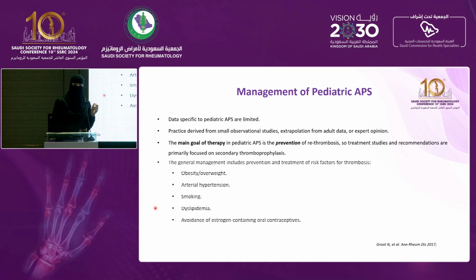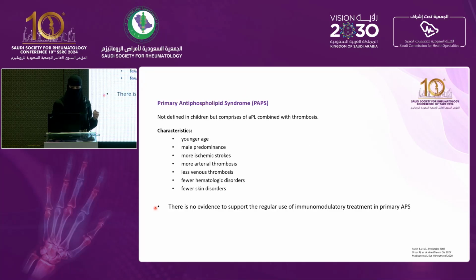But the main thing we have to do is to prevent or overcome the risk factors. If the patient has any one of these risk factors, we have to deal with that before he develops a thrombosis. The primary antiphospholipid syndrome, we don't see it a lot in pediatrics and it doesn't have a definitive definition. But if we have a patient with a thrombosis and positive antiphospholipid antibodies, and there is no underlying cause, this is a primary antiphospholipid syndrome.